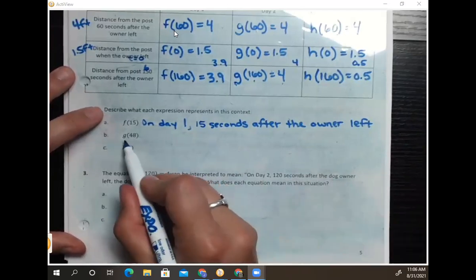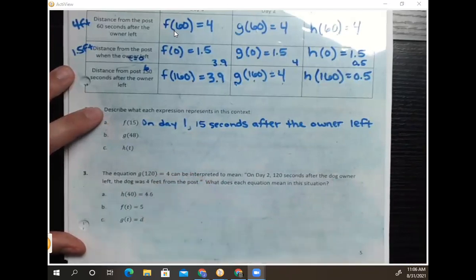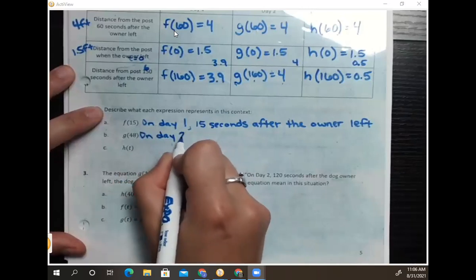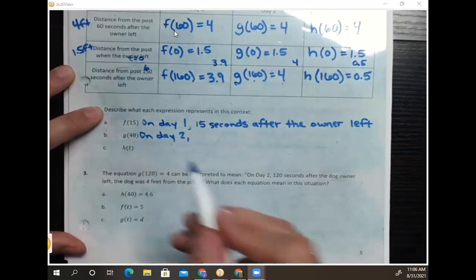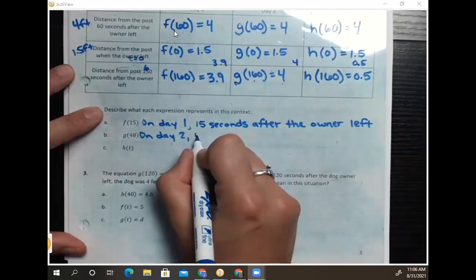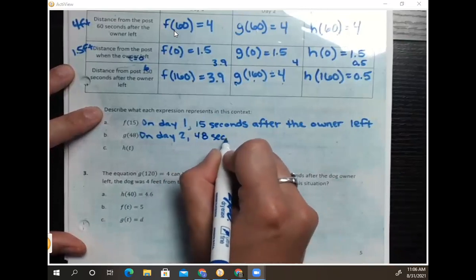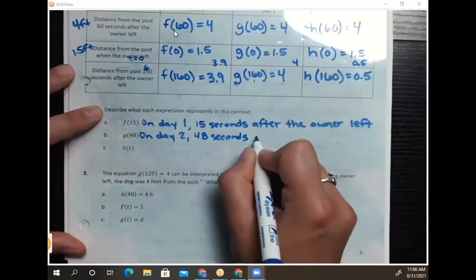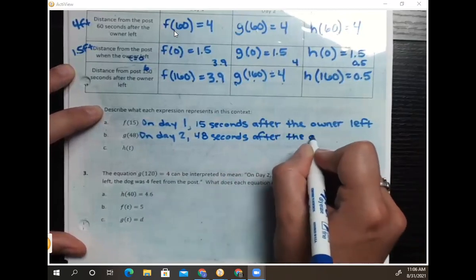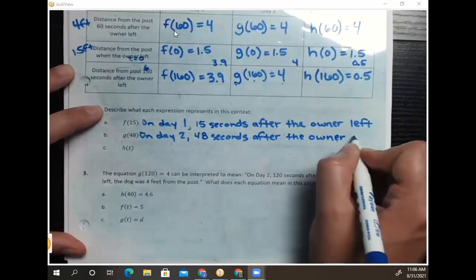Now for B, I've got g of 48. If I've got function g, what do I know? It's day 2. So on day 2, and then what does the 48 represent? Time. We're 48 seconds after the owner left.